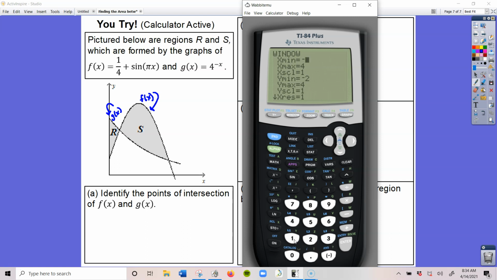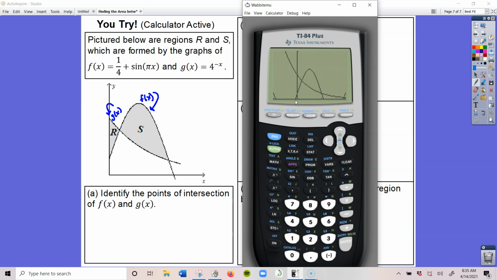So let's go to here. I'm going to go from -1 to 2. And then I'm going to also reduce my y values. It's all above the x-axis, so I'll start at 0 and go to 2. Let's see if that works. Okay, this is good enough because it's this section right here.